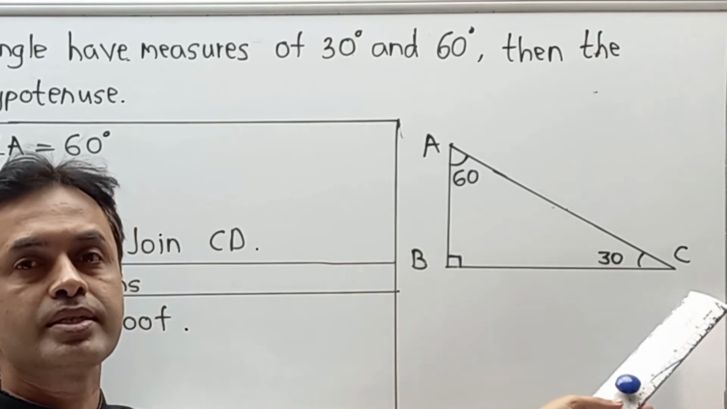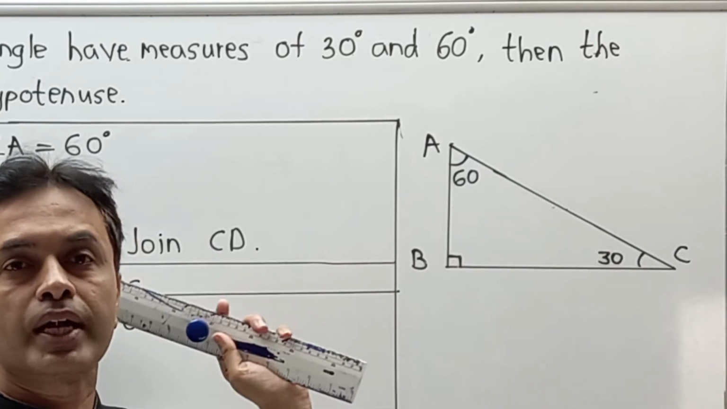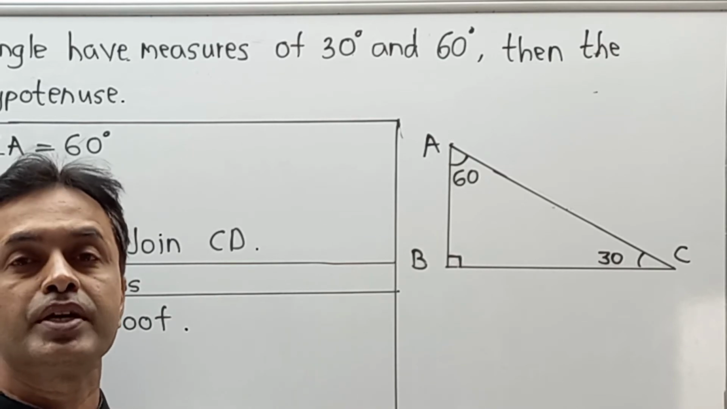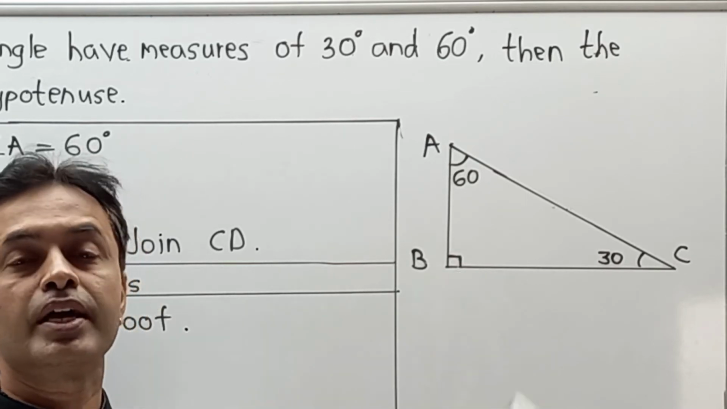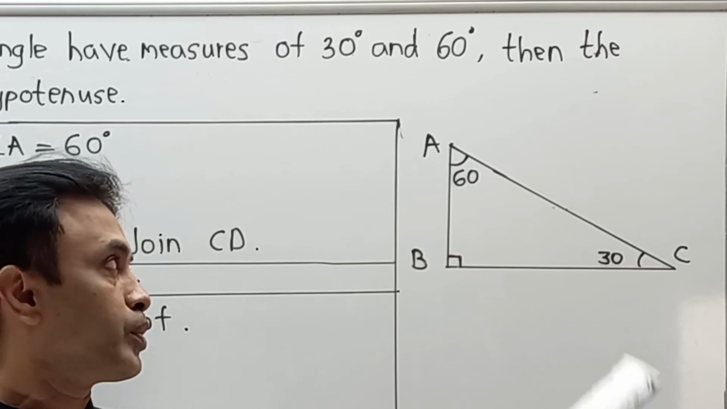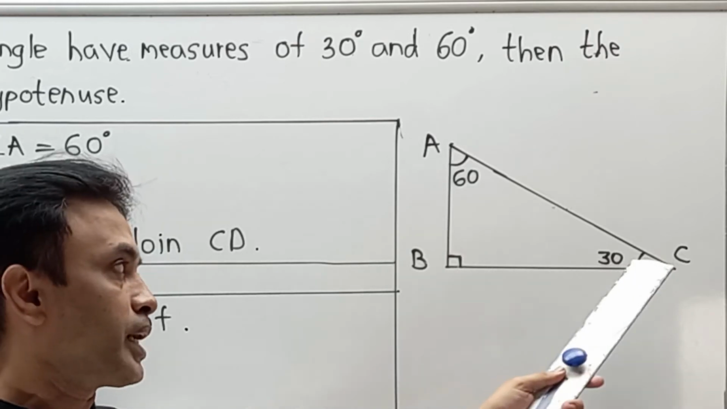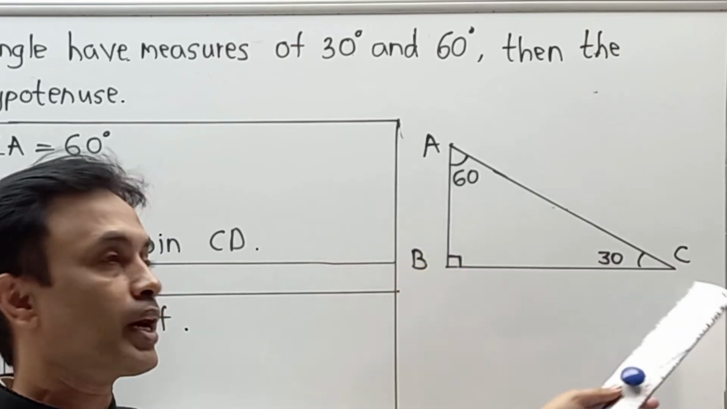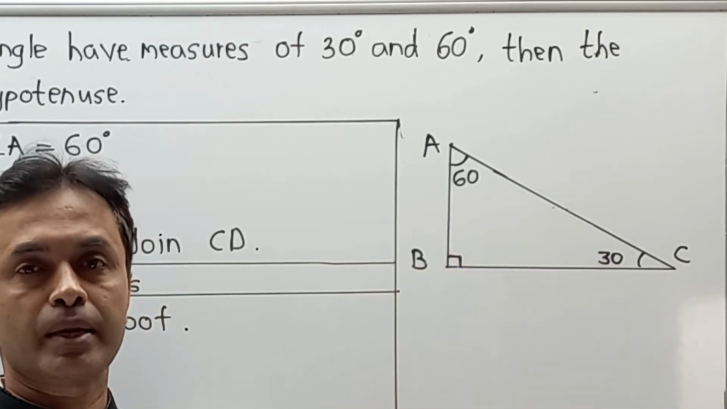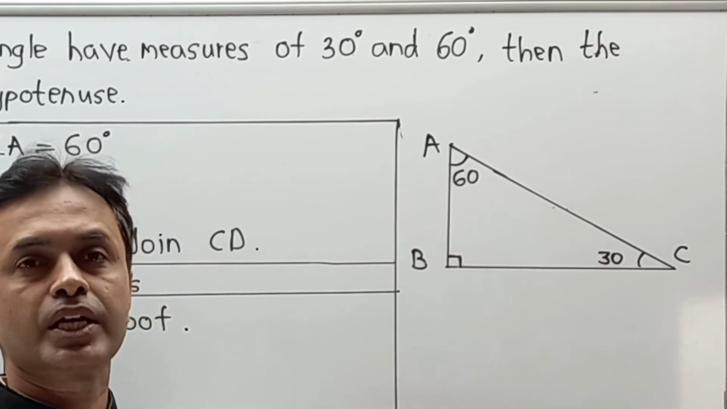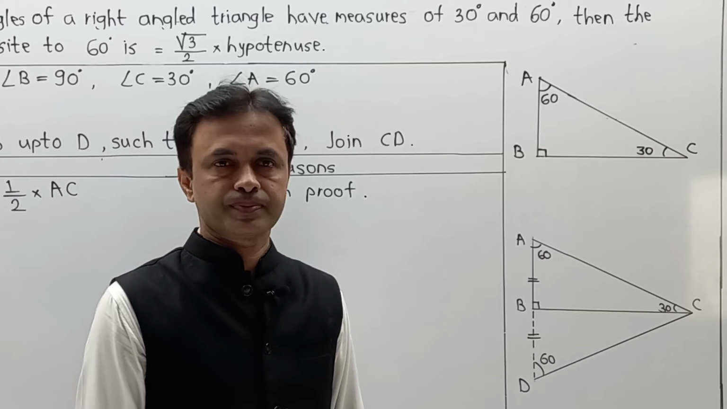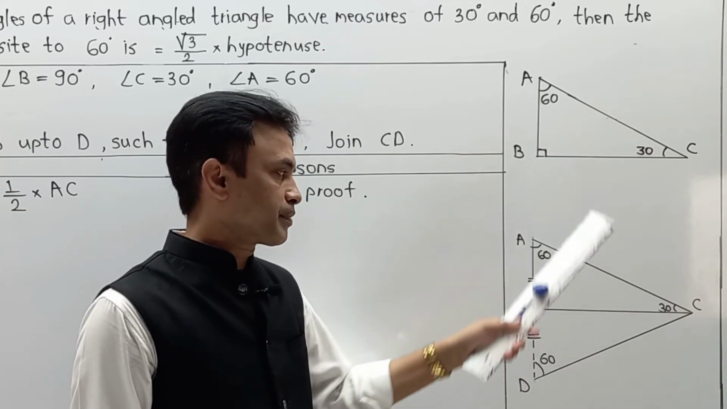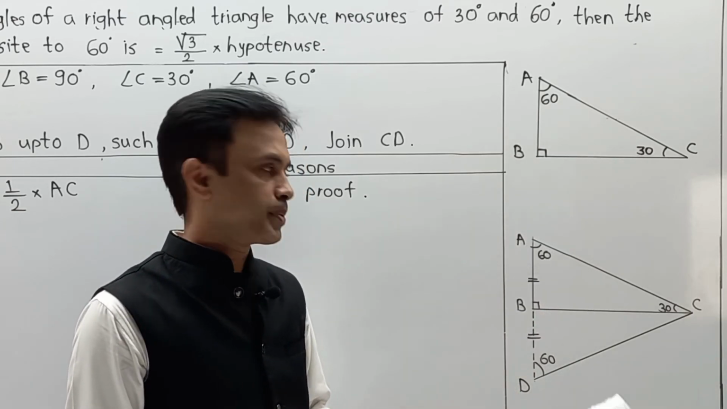root 3 by 2 times of AC. We are going to write it in to prove, and in this case we are using the previous part of the proof, because previously we have already proved that the side opposite to 30 degree, that is AB, is half of the hypotenuse. We are directly using that part over here. So logically, the construction and all the parts remain the same. That construction also remains the same.